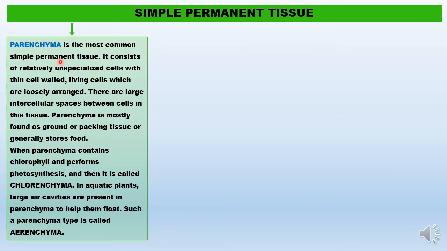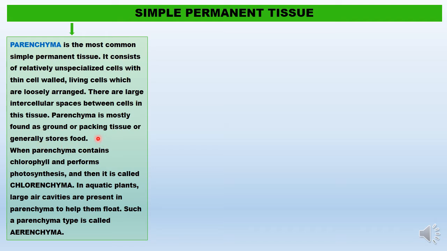So, parenchyma. What do we need to know about this? This is the most common simple permanent tissue and most abundant also, and it consists of relatively unspecialized cells, as I have said before. These are living cells and they are loosely arranged. They have large intercellular spaces between the cells that give further softness to parenchyma tissue. Now, where do we observe this kind of tissue generally? It is mostly found as ground or packing tissue, and it generally stores food also.